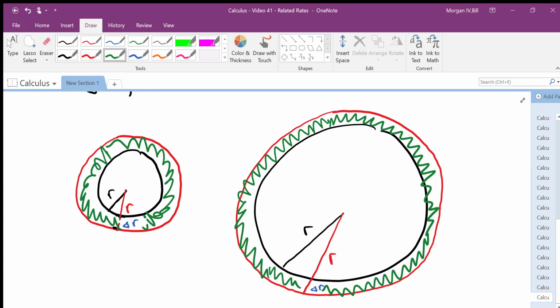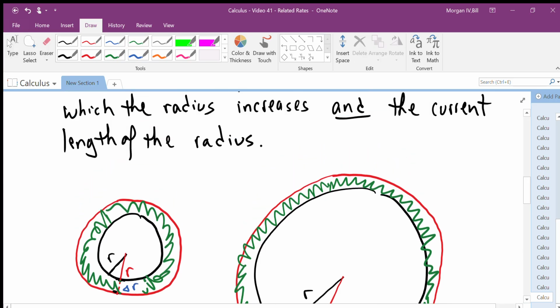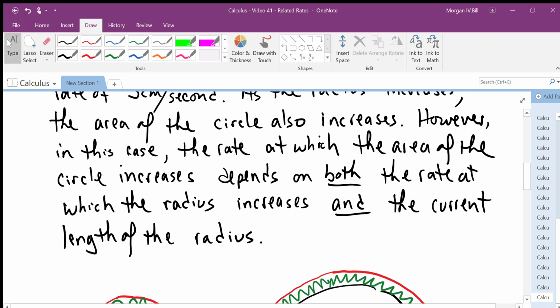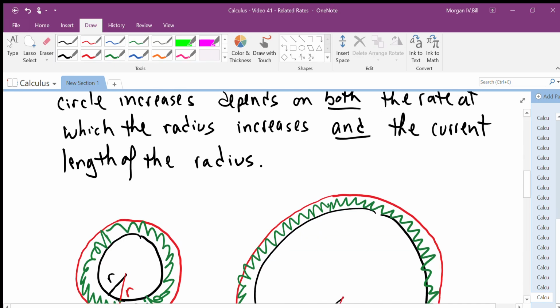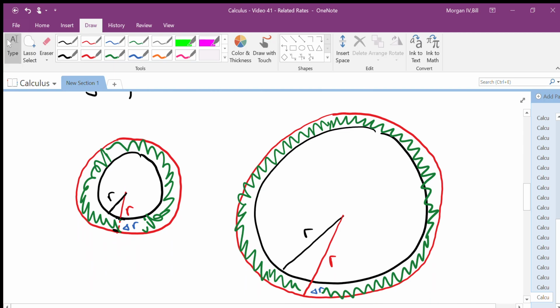All right, so that's why we say up above, starting right here, however, in this case, the rate at which the area of the circle increases depends on both the rate at which the radius increases and the current length of the radius. All right, the circle on the right, even though the radius changed by the same amount, got a larger increase in area because the radius itself started out as larger.